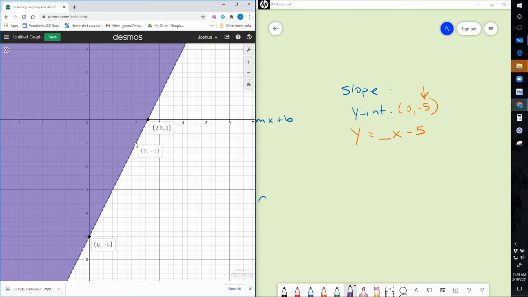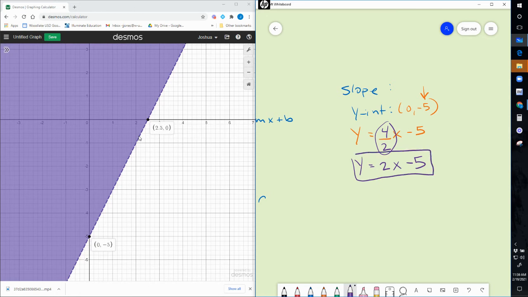Okay, (2, 1). So how do I go from this point to this point? Or here's another point. I'm going to choose the one I found first. So I go up 1, 2, 3, 4. I know it's a rise of 4. And then once I get there, I run 2. I went over 2 to get there. Once we realize my fraction's reducible, I got y equals 4 divided by 2 is 2, so 2x minus 5. Now I have an actual equation of the line.